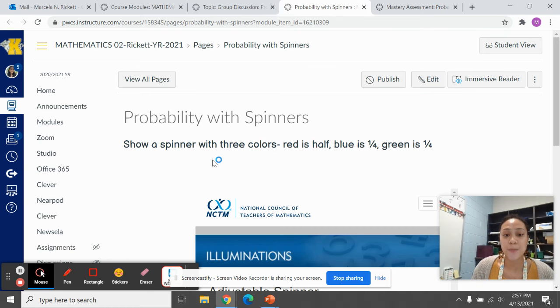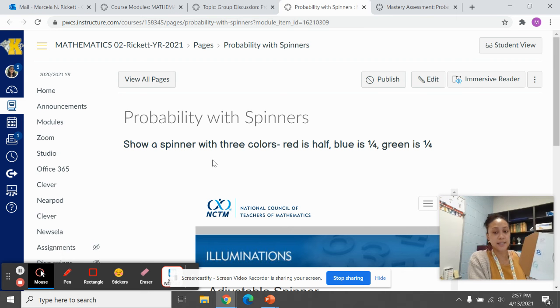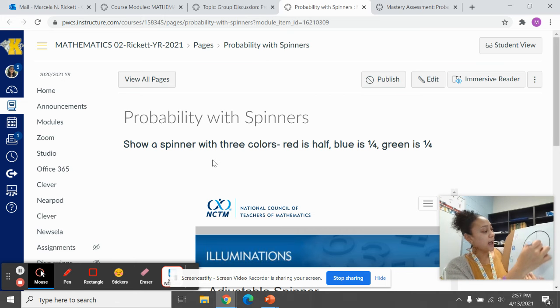It says, show a spinner with 3 colors, red, blue, and green. Red is going to be half of the circle, blue is going to be 1/4, and green is going to be 1/4 as well. So I already have a spinner here ready, and I have red, blue, and green. The directions tell us that red is half of the spinner. So I'm going to color half the spinner red. So now I know half is red.